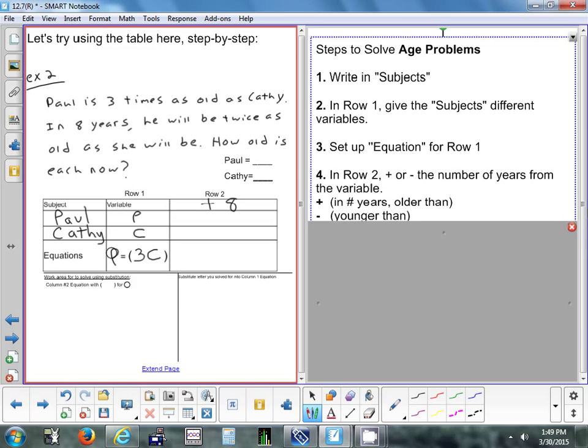All right? So my variable for Paul was P, and I'm just going to add 8 to it. For Kathy, it's C, and I'm just adding 8 to it. So like Mr. Hager was talking about earlier, this is like the age now. This is age 8 years from now. Right? Age now, so we're going to put age now.